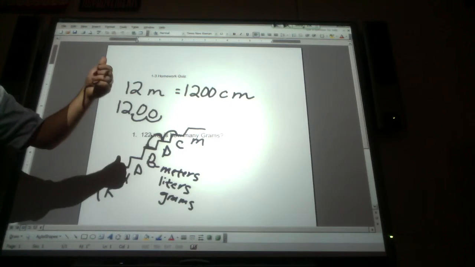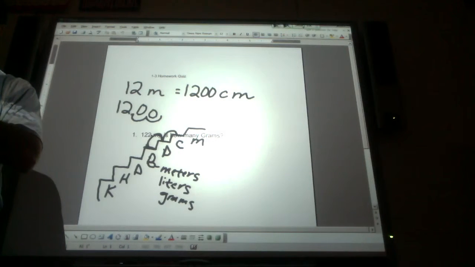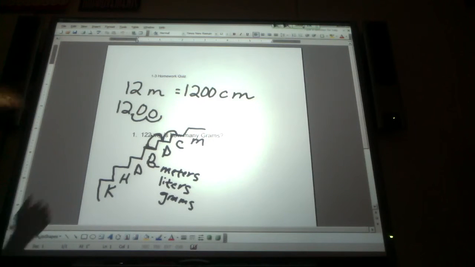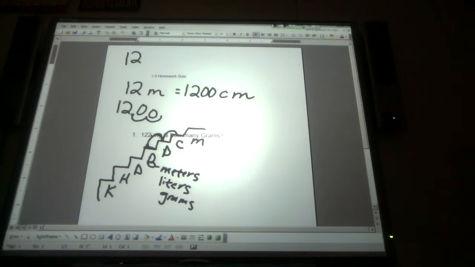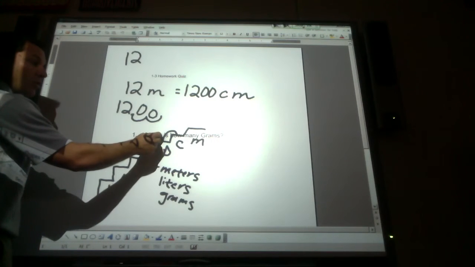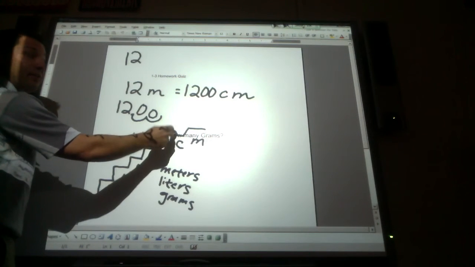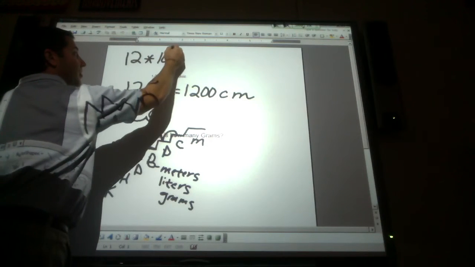We can multiply that. For every 1 meter, we have 100 centimeters. Does that make sense to everybody? Okay? So right now, I know that we have 12 meters. And if we want to convert that to centimeters, we just need to multiply that by 10 to the first. That's one group, 1/10. 10 to the second. So if I multiply that by 10 to the second power.